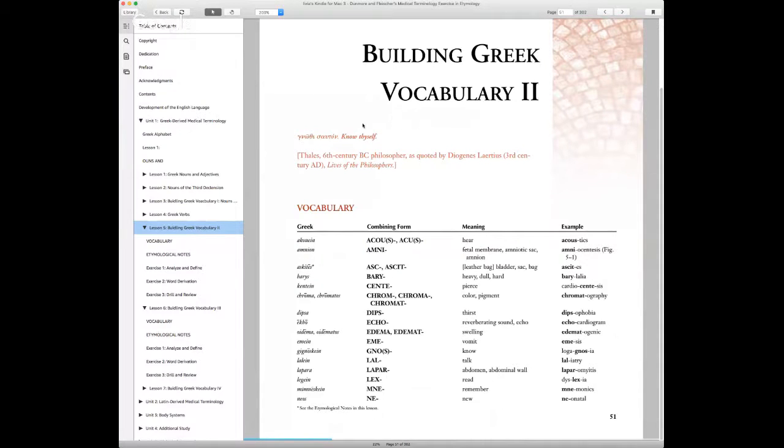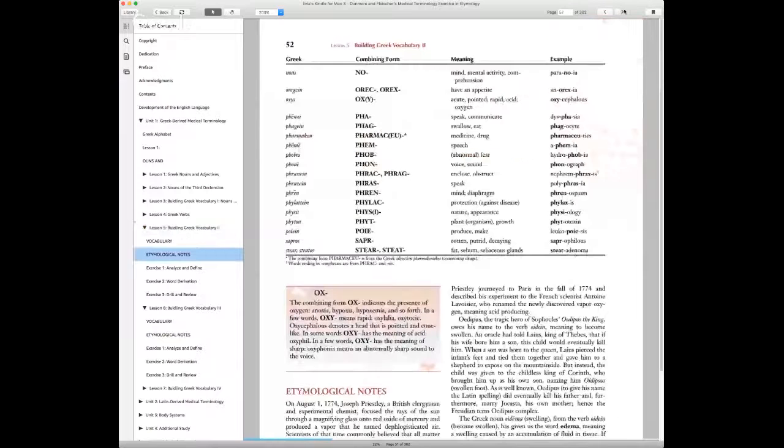This chapter 5 starts with the famous phrase "Gnothi Sauton," which is, as it says here, said by Thales, 6th century BC philosopher, quoted by Diogenes Laertius in the 3rd century CE, excuse me, or AD. CE means the Common Era, a different way of saying AD. Anyways, that's a famous phrase from Greek philosophy.